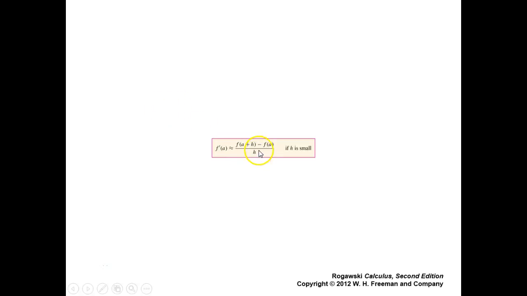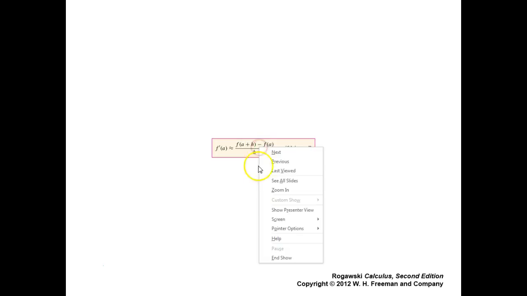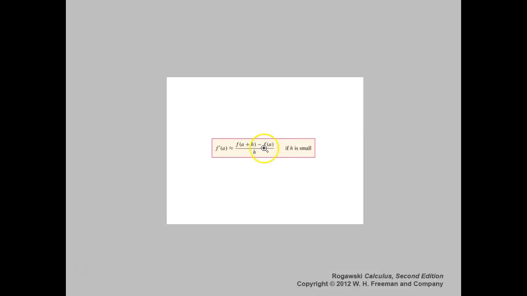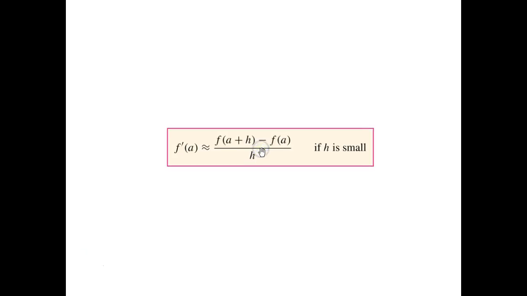Now, here is the definition that we have been using. Our actual definition was f prime of a is equal to the limit as h approaches 0 of f of a plus h minus f of a, divided by h. That was our hard and fast definition, with the limit in there.